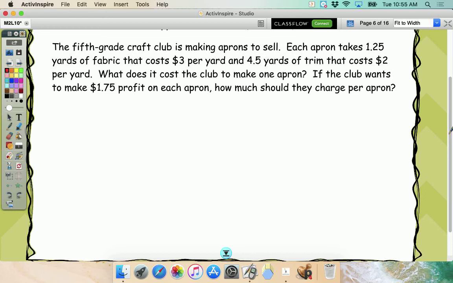It says, the 5th grade craft club is making aprons to sell. Each apron takes 1.25 yards of fabric that costs $3 per yard and 4.5 yards of trim that costs $2 per yard. What does it cost the club to make one apron? That's the first part of it, okay? Now, my question is mathematical words inside the problem. We need to find them and we need to determine what they mean.